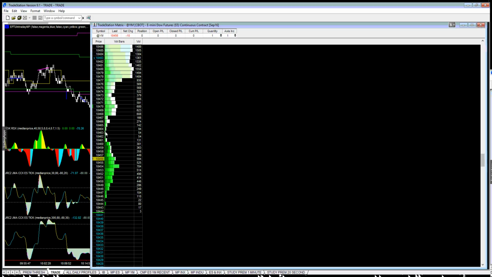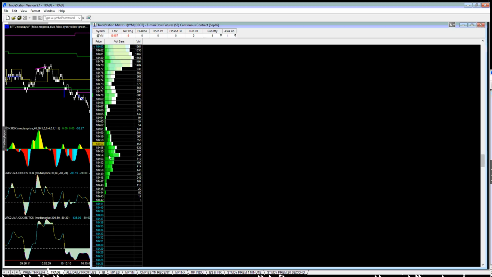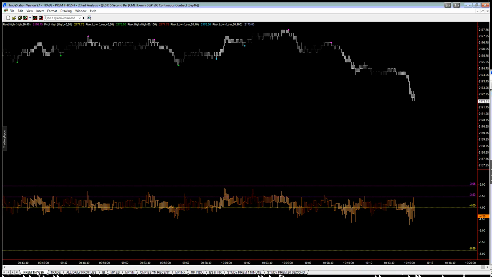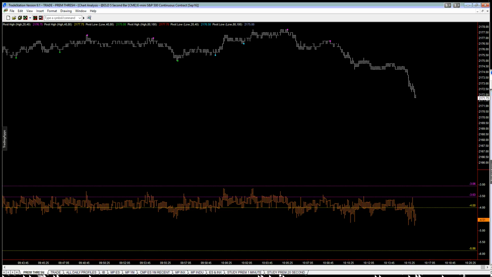It managed to get right through that area of low volume. Premium really dropped there. Really dropped. And it looks like we're going to continue down too. Oh yeah. Very nice.